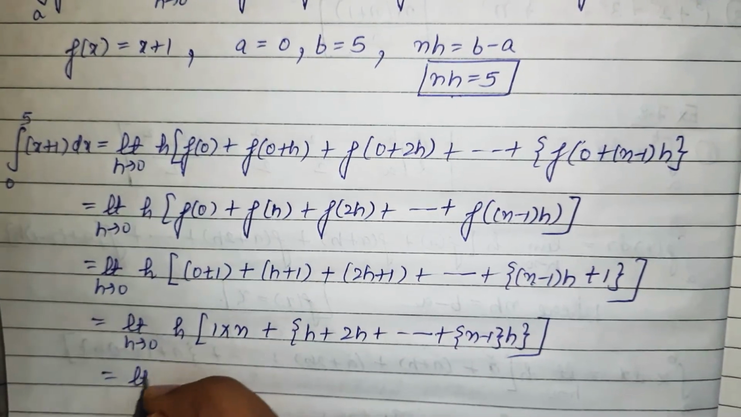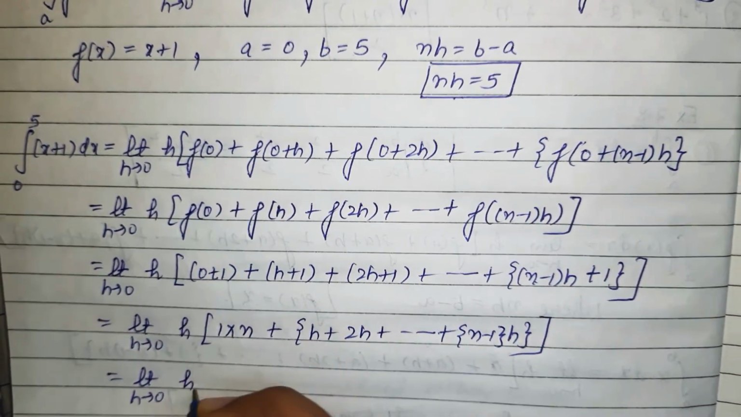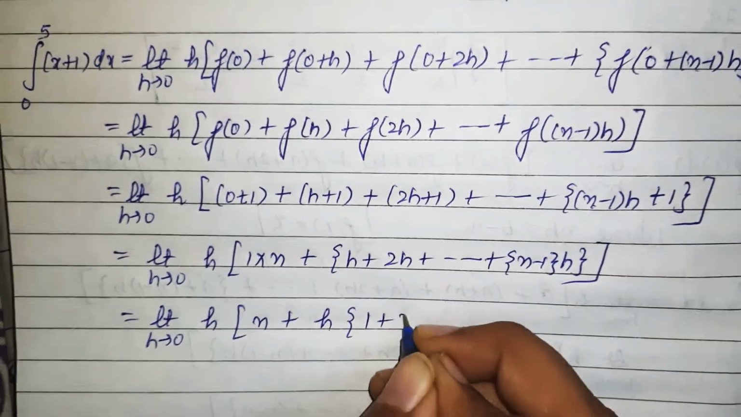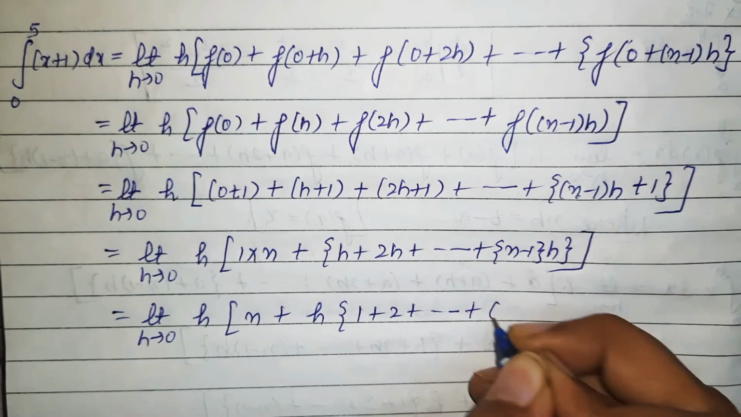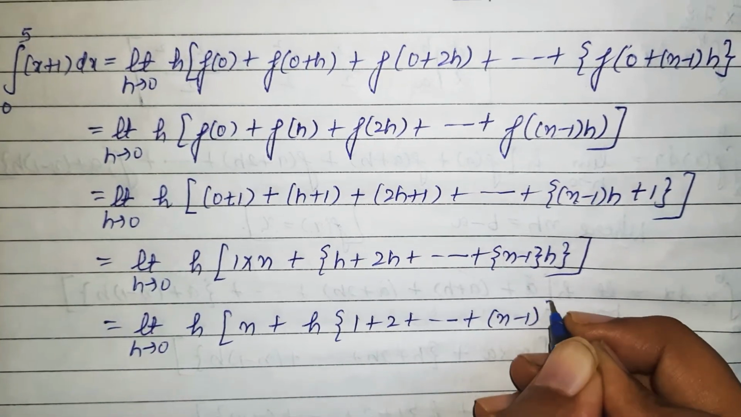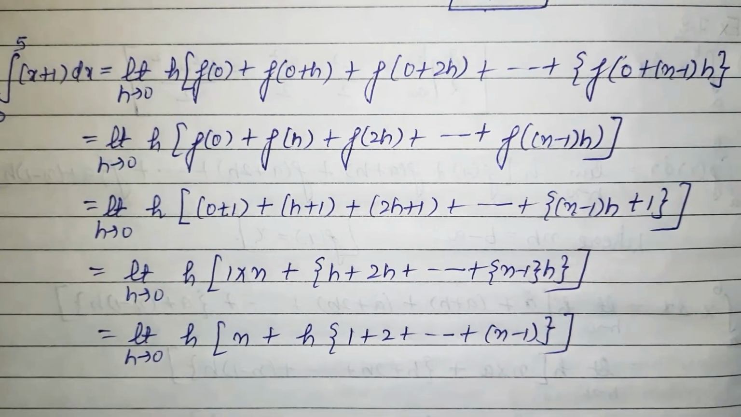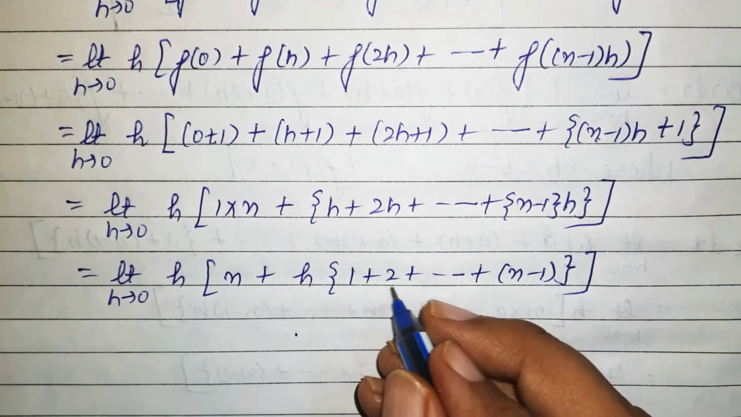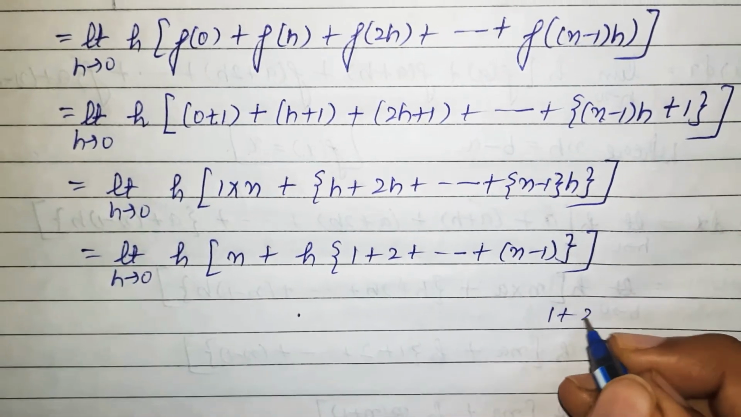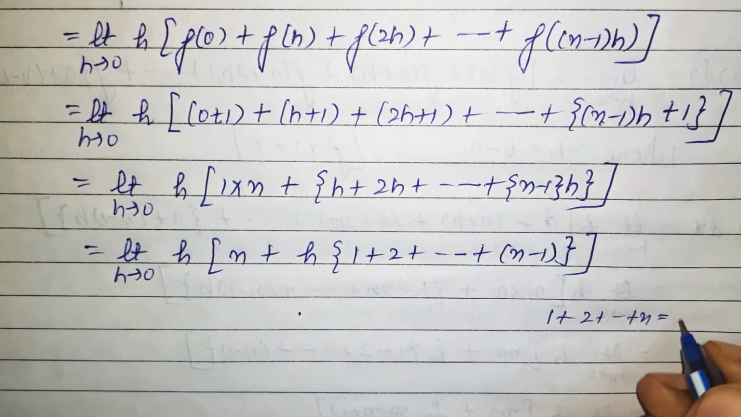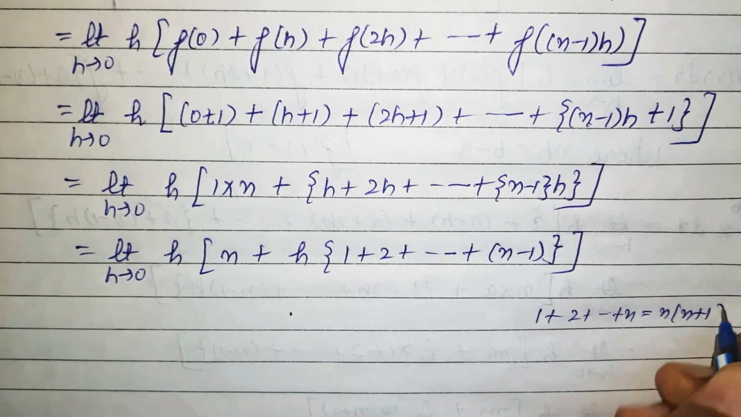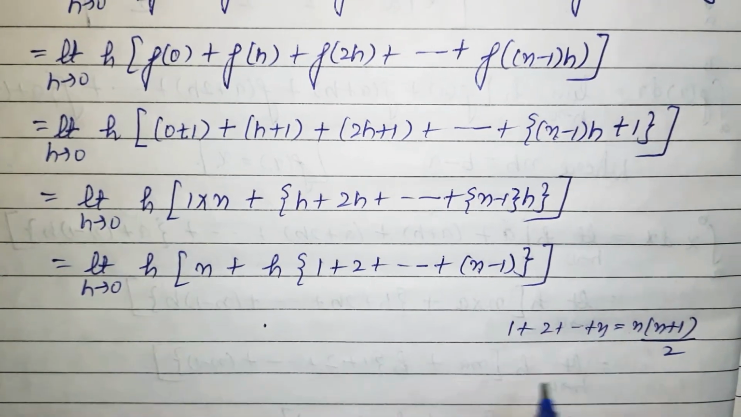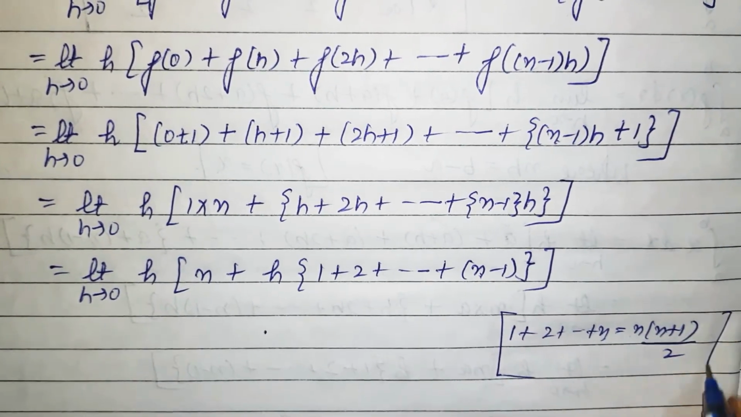So limit h tends to 0, h. Now if I take h common, I am getting 1 plus 2, and this is again the same formula. Why is this the same formula? I told you, you know that 1 plus 2 plus up to n will be n into n plus 1 by 2. Instead of n, you will be having n minus 1. So replace n with n minus 1. This thing you need to remember.